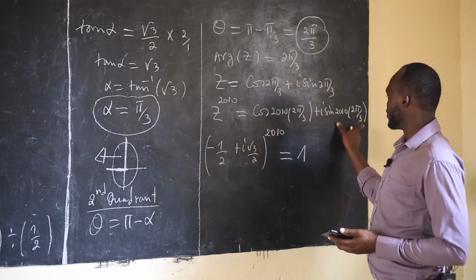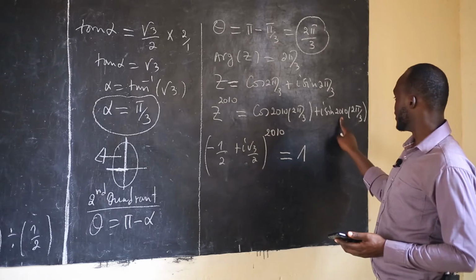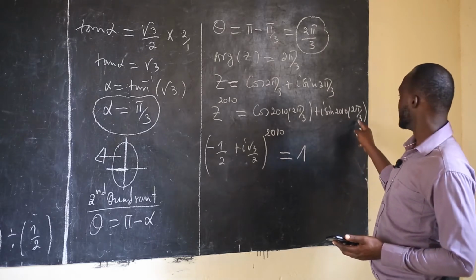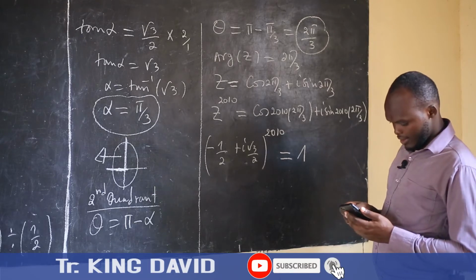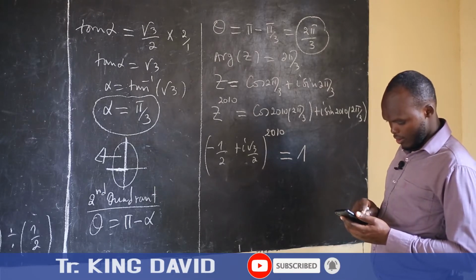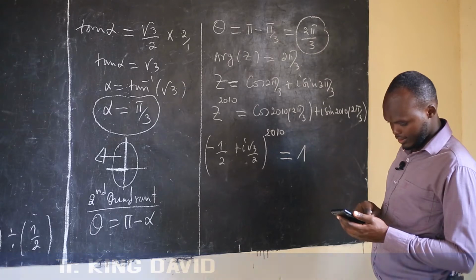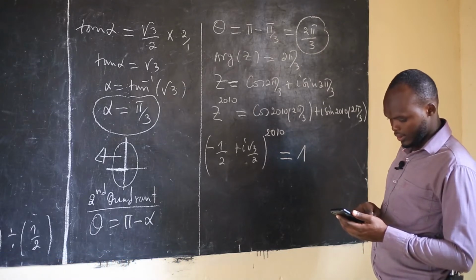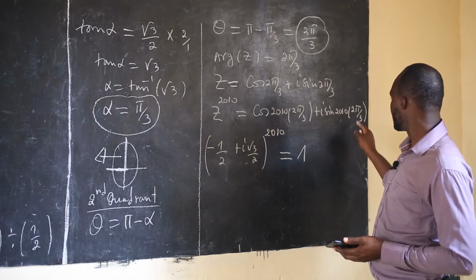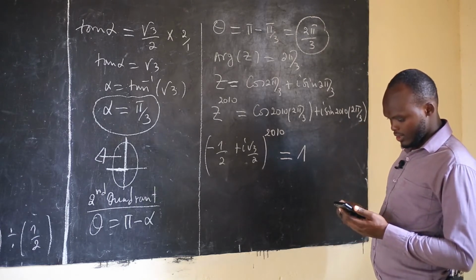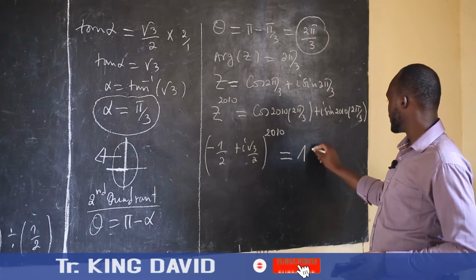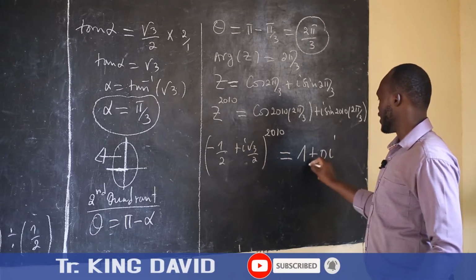Then I'm going to do the sine. Sine of 2010 times 120. So the answer is 0 plus 0i.